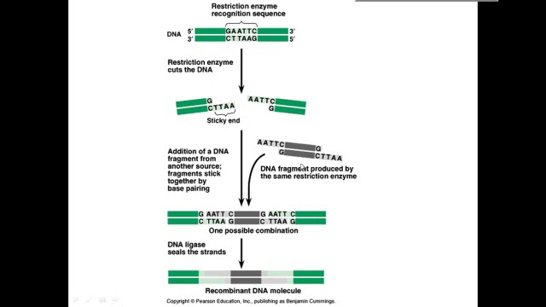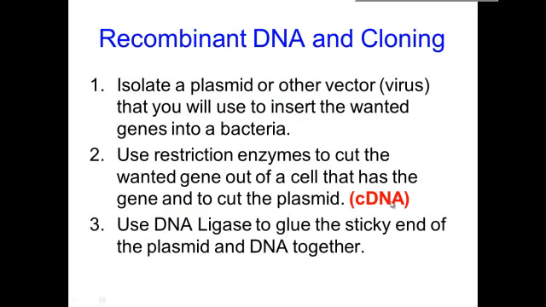You take a DNA fragment with the same restriction enzyme that you've cut it. Okay, it has the same sequence there, and you're going to then put it together, and then ligase will come in and glue those two parts that are broken apart together, and now you have recombinant DNA.